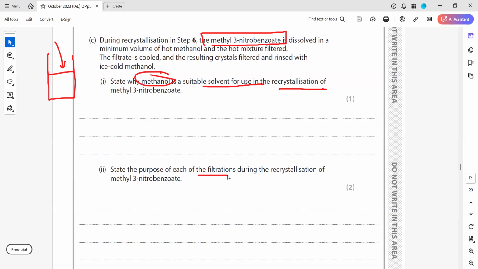State the purpose of each filtration during a recrystallization. First, the hot mixture was filtered, and then it is cooled, and then we filter again. So one is a hot filtration, another one is a cold filtration. What is the purpose of the first hot filtration? The purpose of the hot filtration is to remove the insoluble impurities.